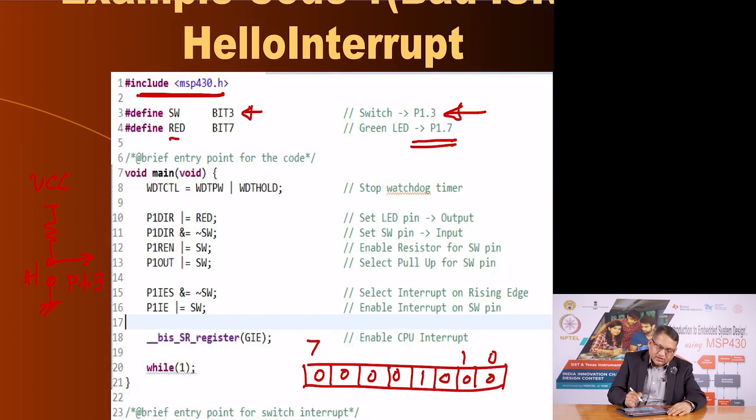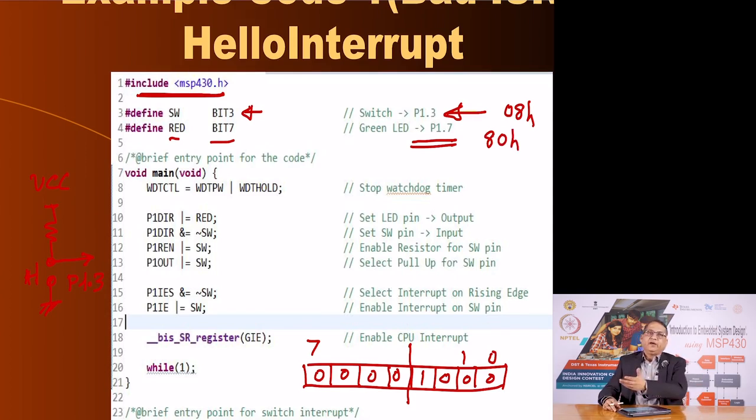Similarly, red is defined as a mask bit 7. So bit 3 actually becomes 08. So, this value is 08 in hex, and bit 7 being 1 means it is 80 hex. That is, bit 7 is 1, rest bits are 0. That is the meaning of these masks.